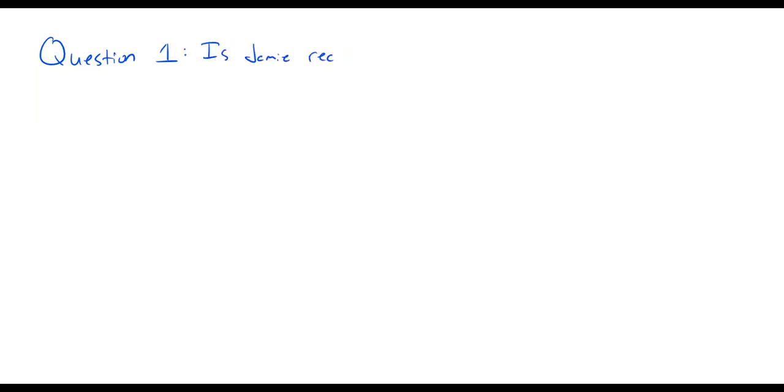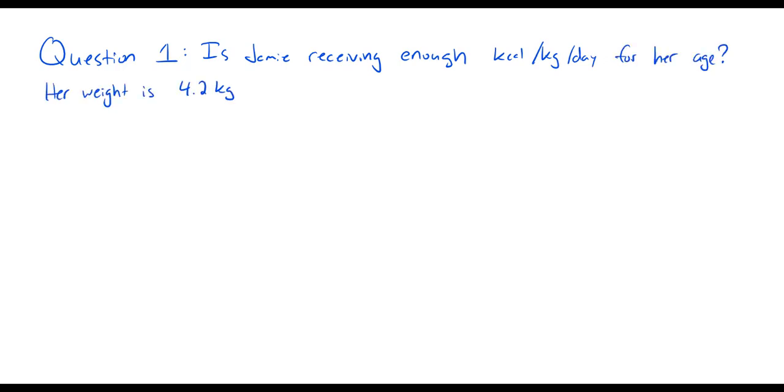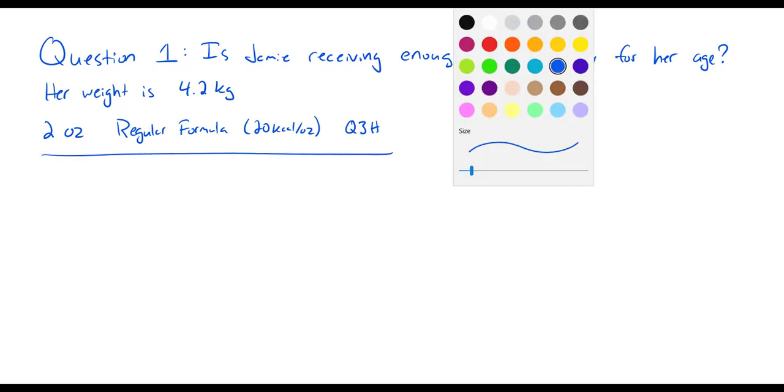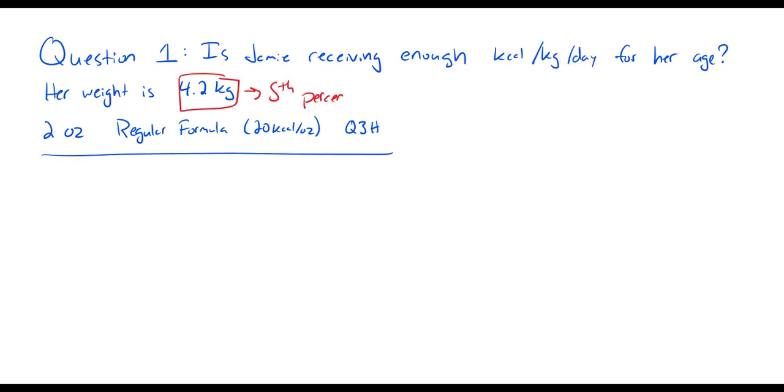Is Jamie receiving enough kcals per kilogram per day for her age? Remember, her weight is 4.2 kilograms. She's our 3-month-old patient. Mom reports that she receives 2 ounces of regular formula every 3 hours, and the goal for 3-month-olds that we said previously was 95 kcals per kilogram per day. Of note, her weight at 3 months puts her at the 5th percentile.